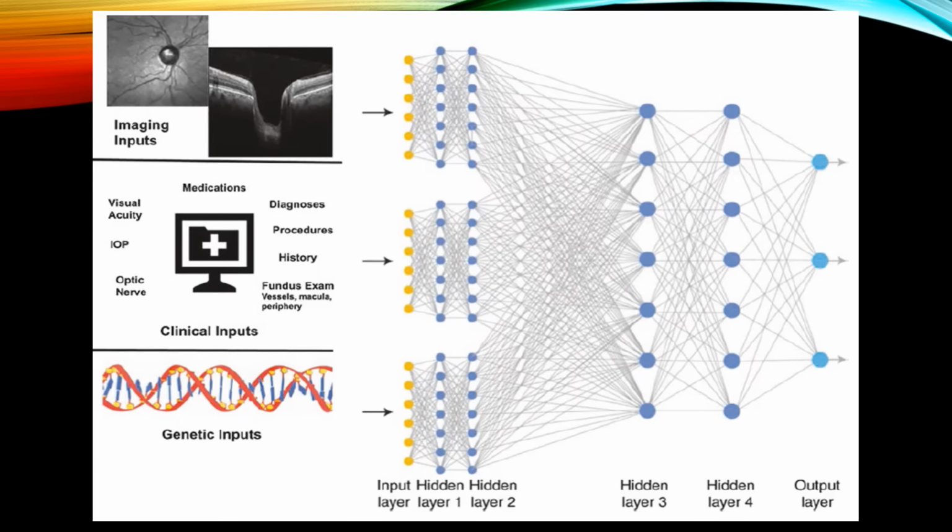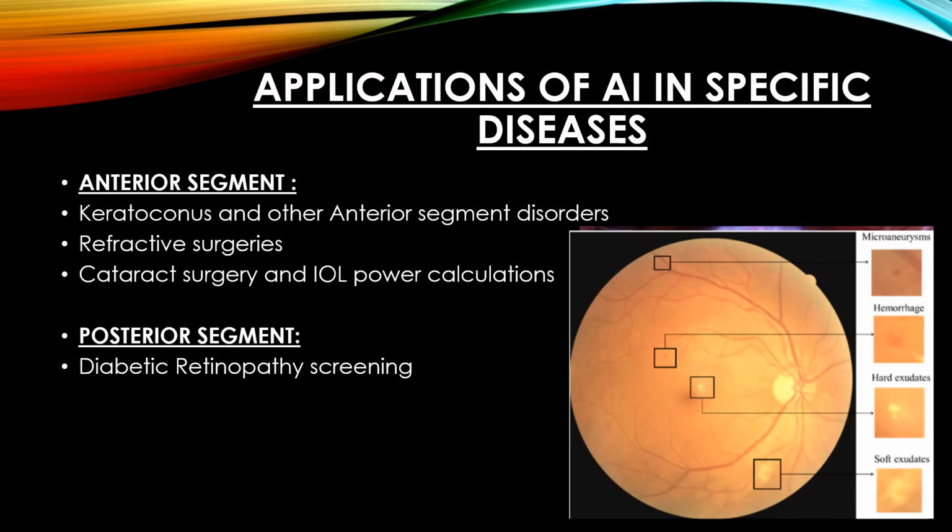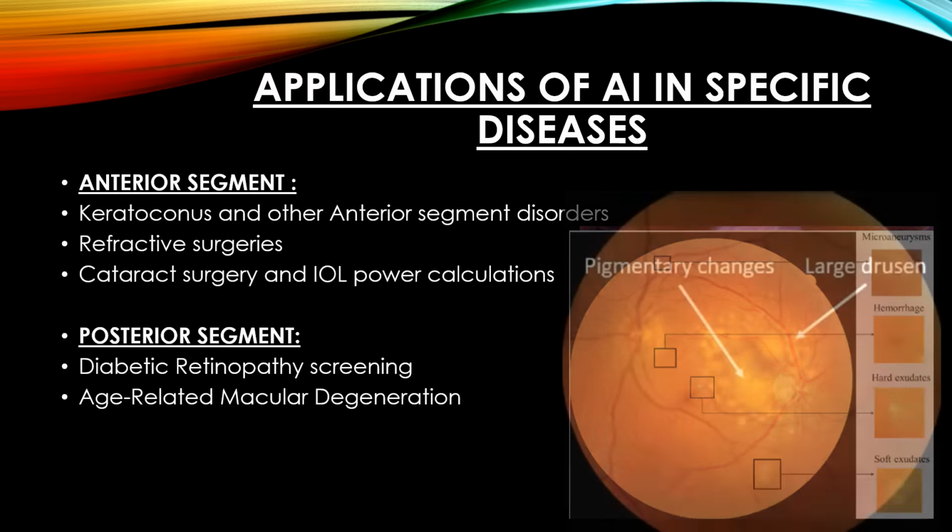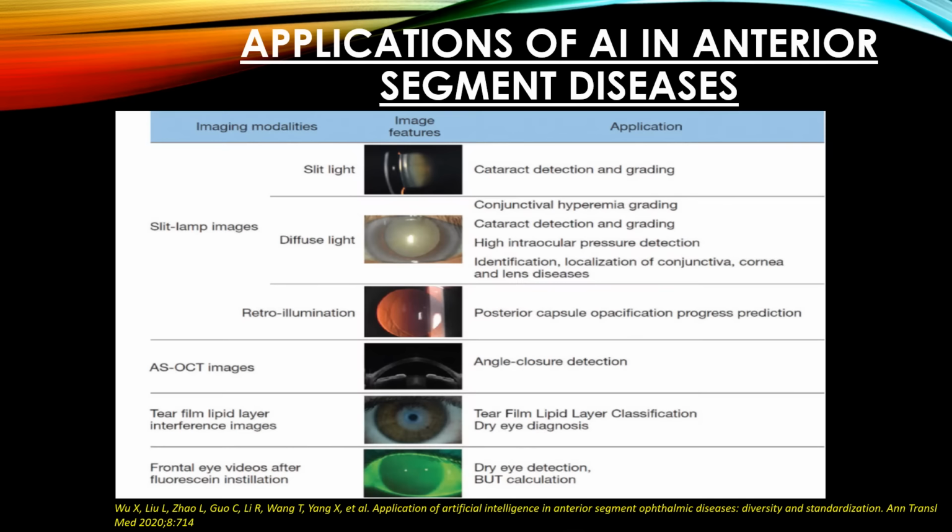So the applications of AI in specific diseases: in the anterior segment, we have keratoconus and other anterior segment disorders. Then it can also be put to use in refractive surgeries, cataract surgery, and IOL power calculations. In the posterior segment, it finds use in diabetic retinopathy screening. As we can see, a number of inputs are being combined to produce a clinical photograph. Then age-related macular degeneration, then glaucoma screening and diagnosis, and retinopathy of prematurity screening.